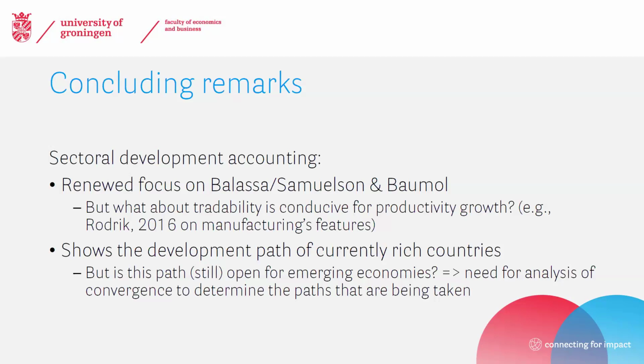The other one is that, as with any development accounting, we're looking at past development paths. So what has allowed countries to become much richer? Well, that seems to be productivity growth in the traded sector. But to what extent does that path still hold for lower income countries? That's an open question. Looking at things like productivity convergence tells us something about to what extent these trends are currently still taking place. But that too is something that we leave on the table for further work.